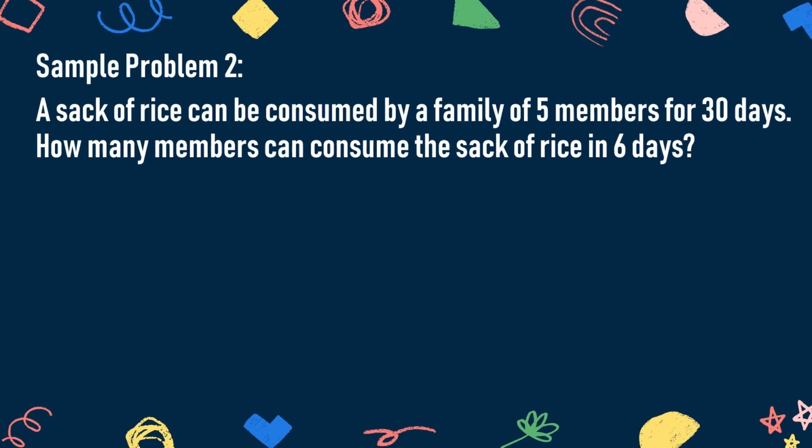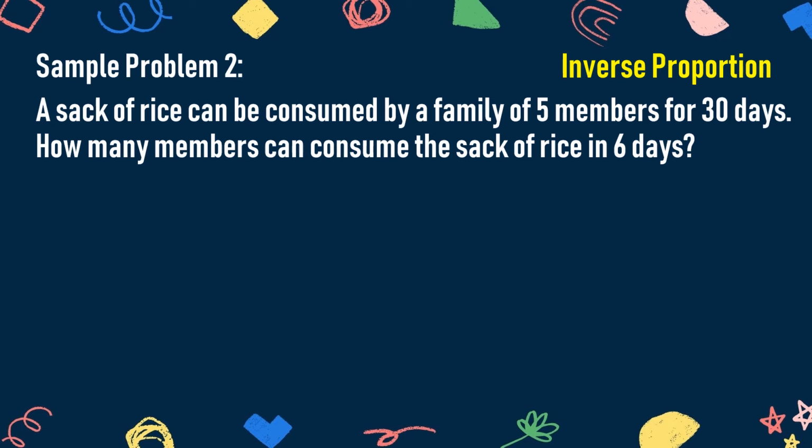Let's proceed to the second problem. A sack of rice can be consumed by a family of 5 members for 30 days. How many members can consume the sack of rice in 6 days? The problem implies that a decrease in the number of days would mean an increase in the number of family members who will consume the sack of rice. This proportion is called inverse proportion.